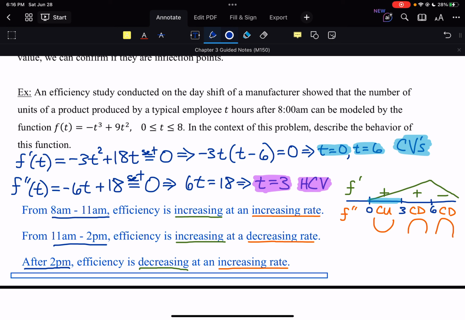Right, your productivity is going to get higher as the day progresses. You start waking up, that coffee's kicking in. Then maybe you go on your lunch break and you're still increasing your efficiency, but you're starting to slow down a little bit. You're not increasing it quite as quickly. And then by the time you hit afternoon break, last couple hours, you're ready to go home. And so you start losing that efficiency rate there. Okay? But these are the things that the first and second derivatives can tell us.